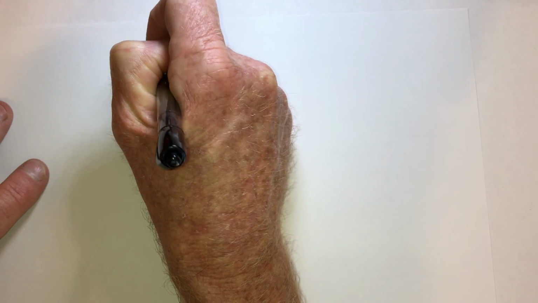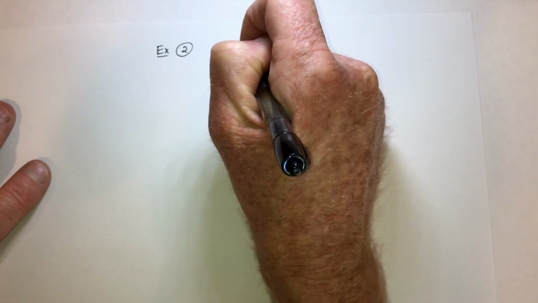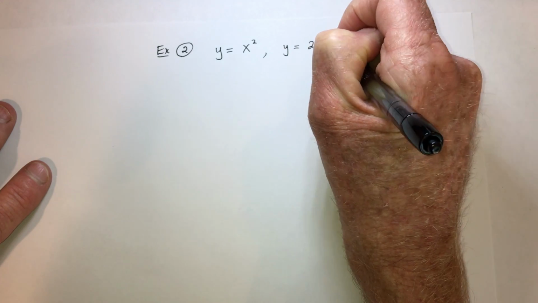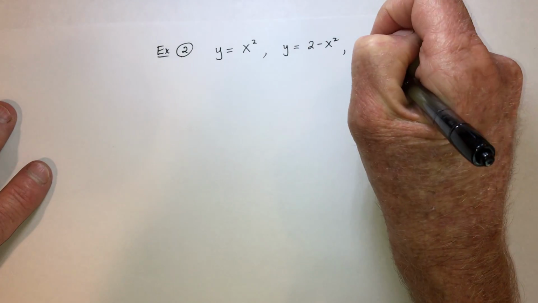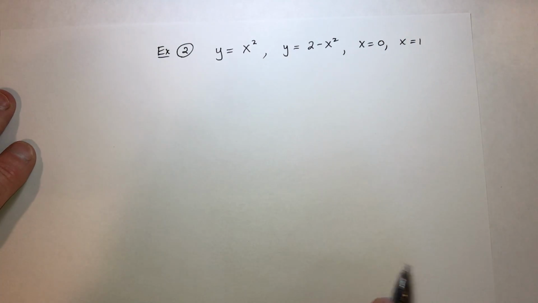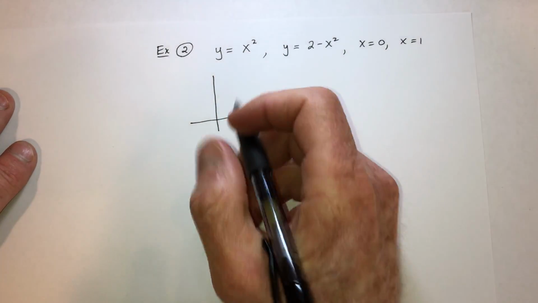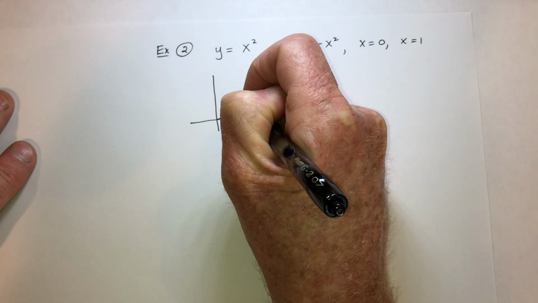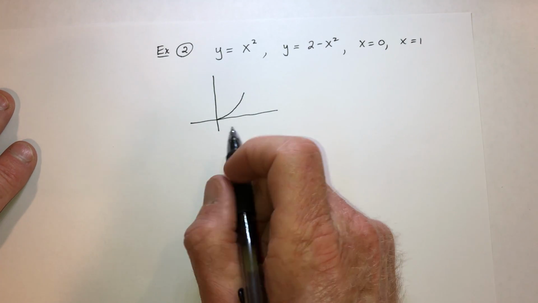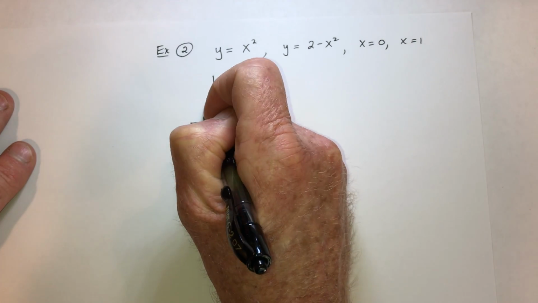So for example number 2, we've got a parabola and an upside down parabola. Also x equals 0 and x equals 1. So y equals x squared is a parabola that's going up like this. And I don't need to draw this side because it doesn't say anything about x being negative, just x being positive. So from 0 to 1, which means that this y value right here is 1.